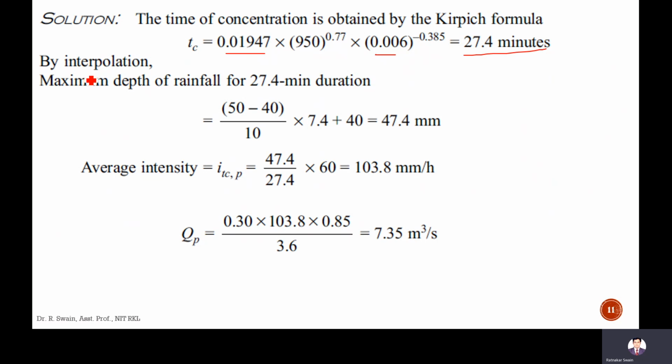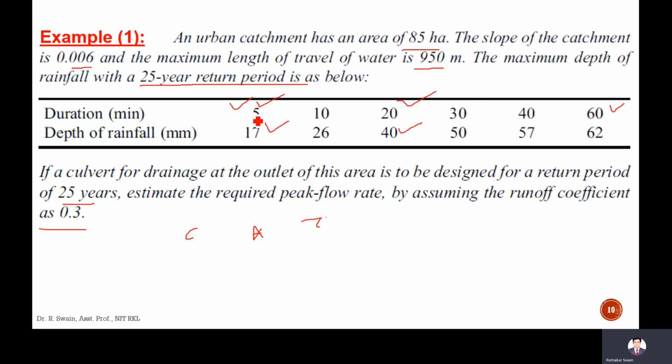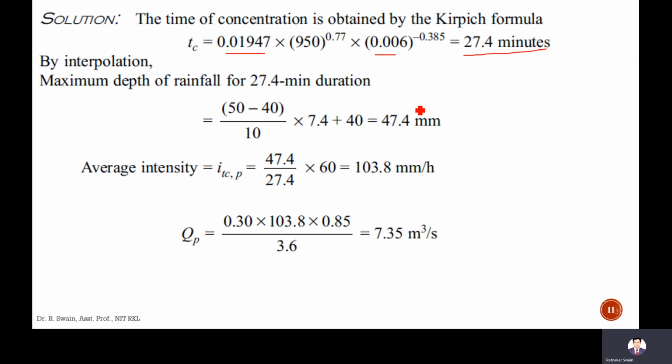So by interpolation, if the time of concentration is 27.4 minutes, that means for 27.4 minutes the rainfall is occurring. For different durations the depth is given. For 27.4 minutes it will be between 20 and 30, so the depth of rainfall will be between 40 and 50. By interpolation we calculate it to be 47.4 mm.